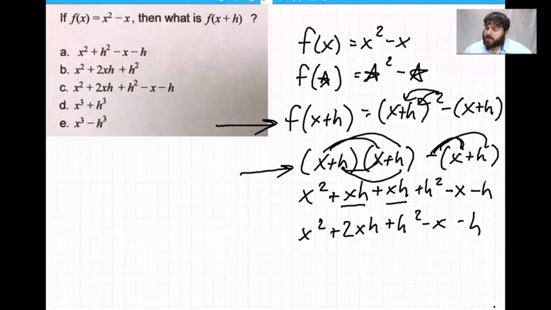There is some algebra stuff like distributing a negative, combining like terms. Other than that, it's just showing that you understand function notation. Okay, so we are going to go with C.